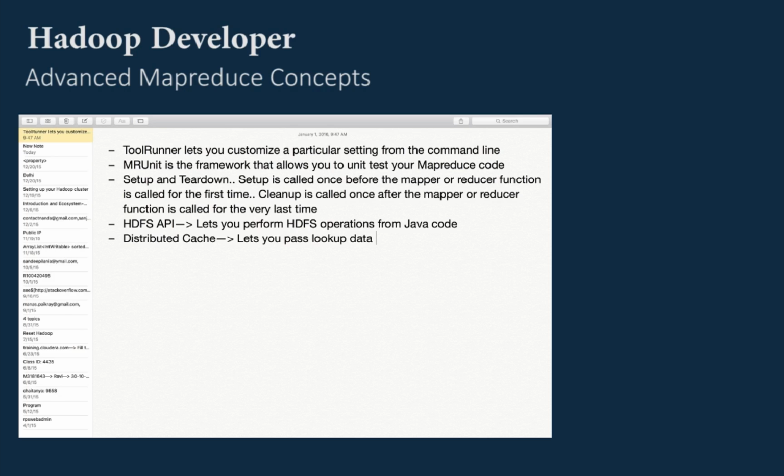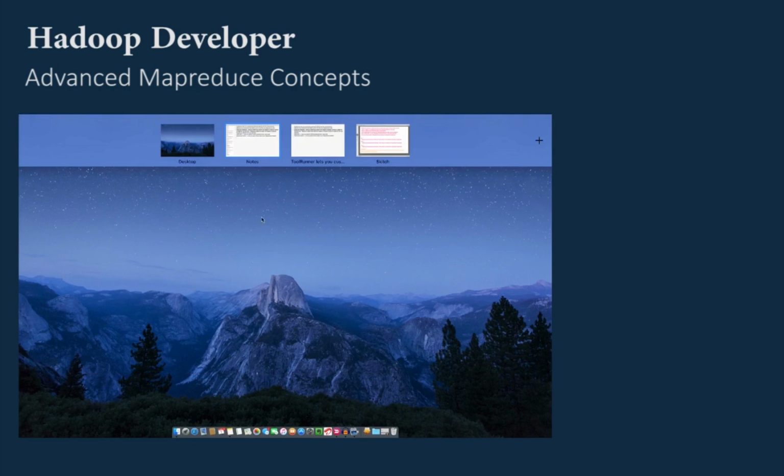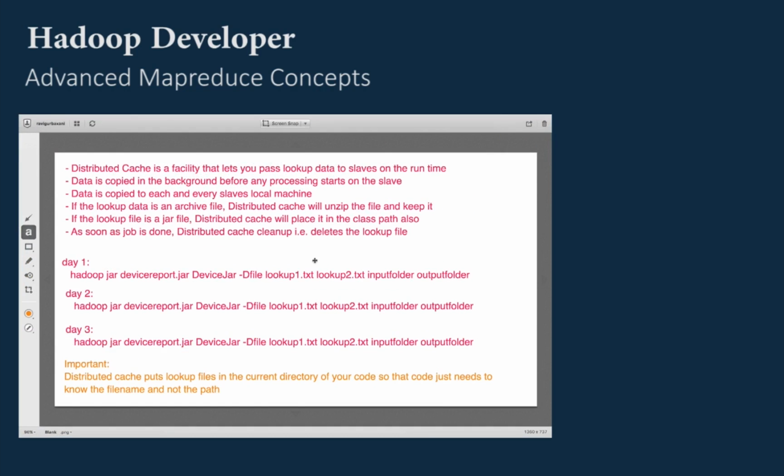Lets you pass lookup data to your Mapreduce program. That is distributed cache. The next topic that we are going to talk about is local job runner mode.